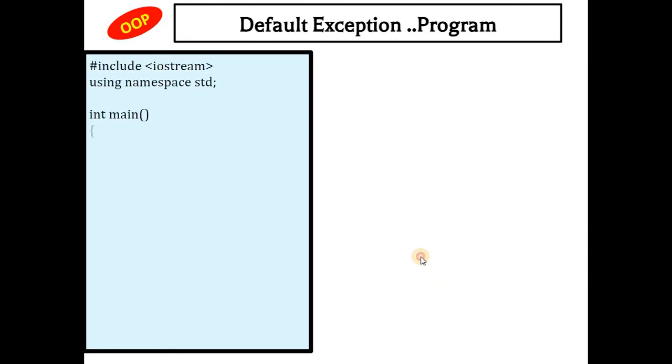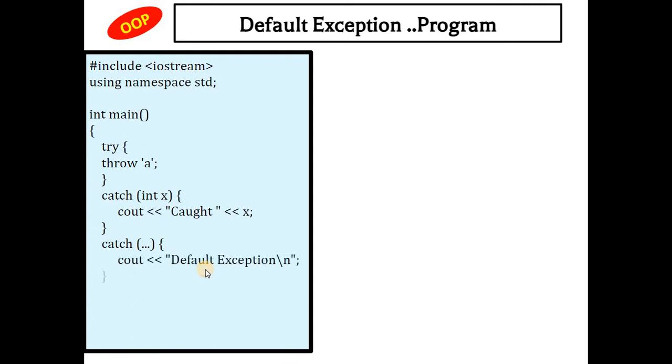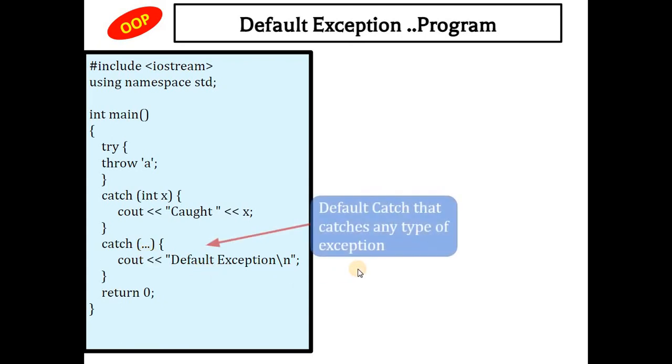So how to use a default catch statement? For example, in the same program we are taking here, I am throwing a character, but I am catching an integer. Obviously, since I am throwing a character, it should not come into that catch. I have a catch with 3 dots, which can handle any type of exception, and it displays default catch. Now when you execute this code, as you are throwing a character, it will not go into the integer catch and will not display caught, but it will go into the catch which handles any exception, and it will display default exception.